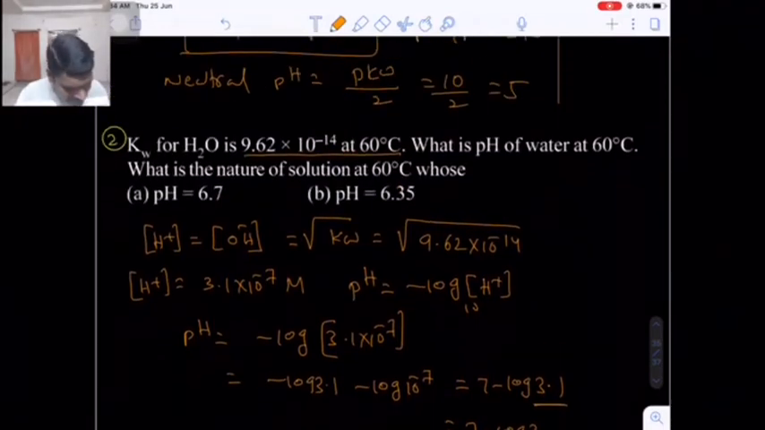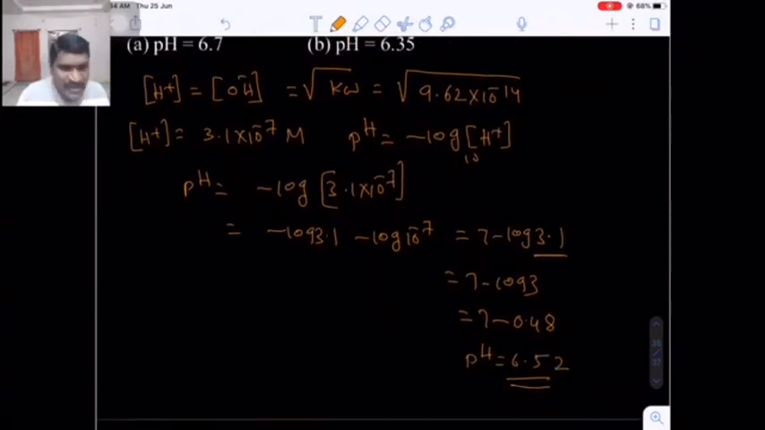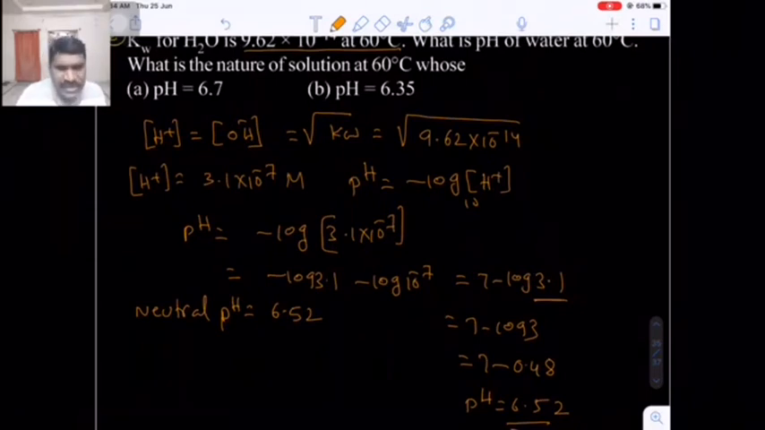Now this 6.52 is the neutral point, neutral pH. What is the neutral pH of the solution? 6.52. Okay, now there are two questions. If the pH is 6.7, which is greater than the 6.52, that means the given pH value is greater than how much?